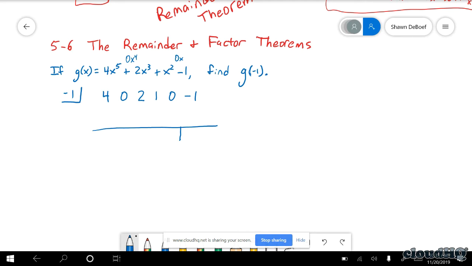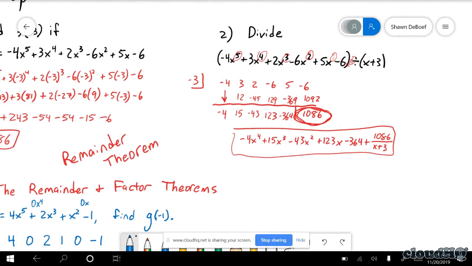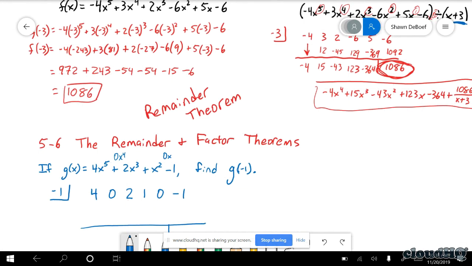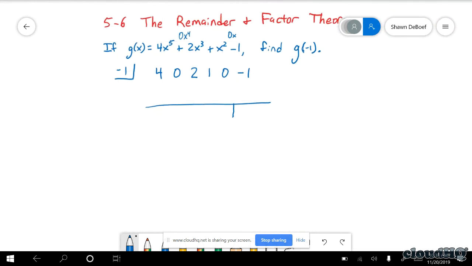Notice I did not switch signs. I'm doing g of -1. I put -1 in the box. I didn't switch signs. We switched signs up here when we actually did synthetic division, and when I gave a factor or something linear, I switched signs. This is unique. I didn't say x plus 1 or x minus 1. I just said g of -1. So you'll put the -1 in the box and then go ahead and do your synthetic process.